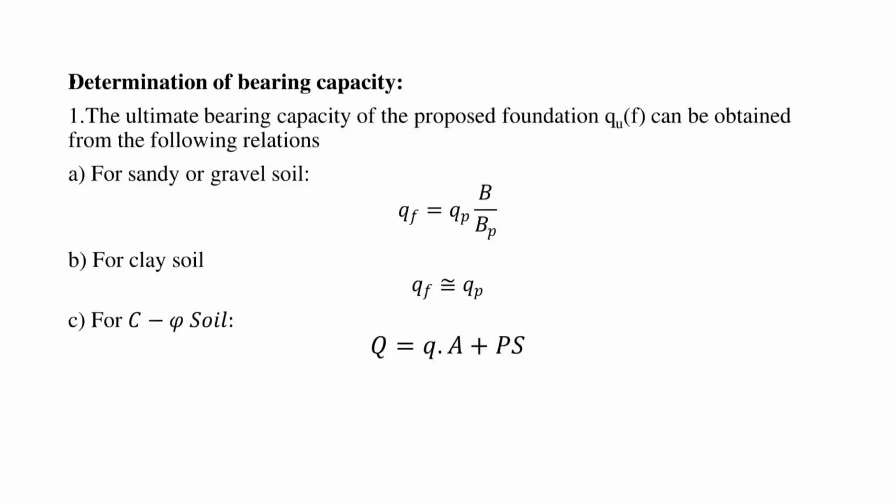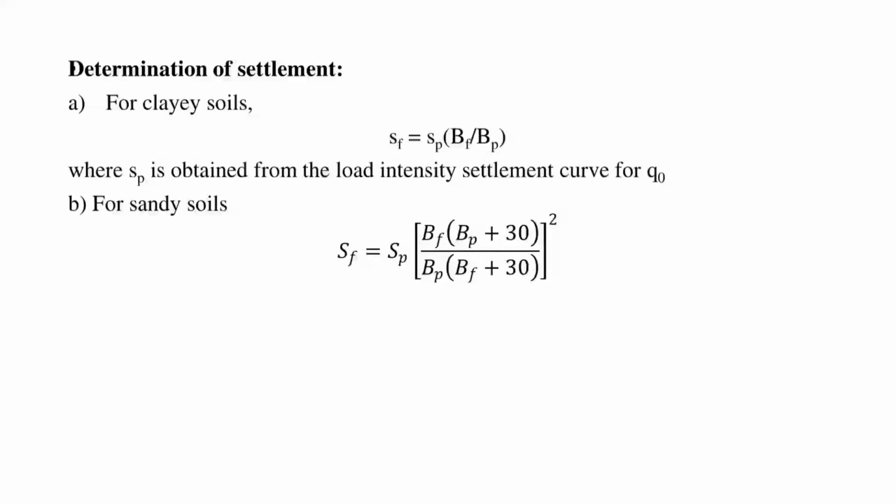First one is bearing capacity. For sandy or gravel soil, qf equals qp times Bf by Bp. For clay soil, qf is approximately equal to qp. For c-phi soil, capital Q equals q into A plus Ps. Next one is the determination of settlement. For clay soil, Sf equals Sp into Bf divided by Bp. For sandy soil, Sf equals Sp into Bf into (Bp plus 30) the whole squared, divided by Bp into (Bf plus 30) the whole squared.